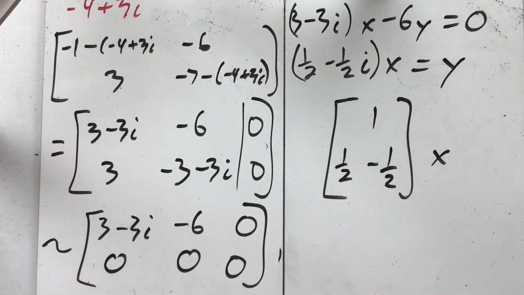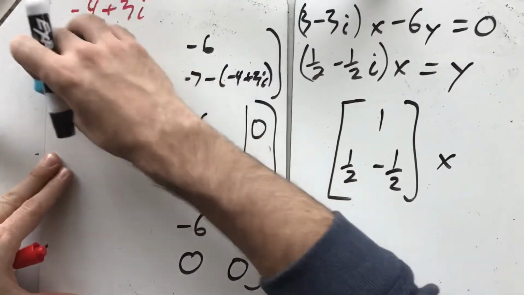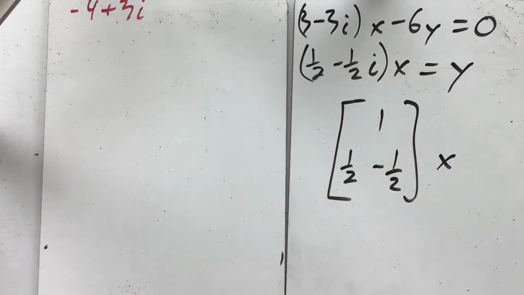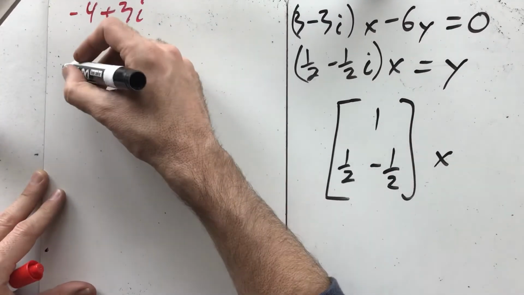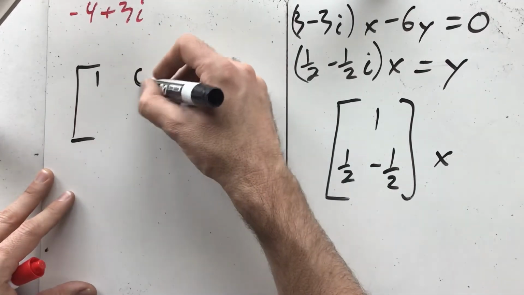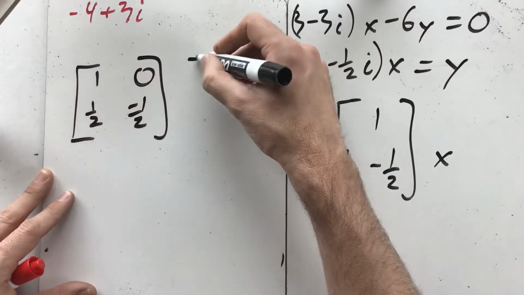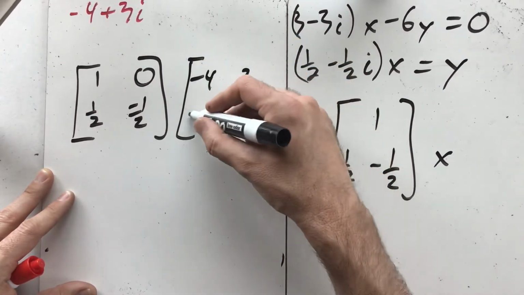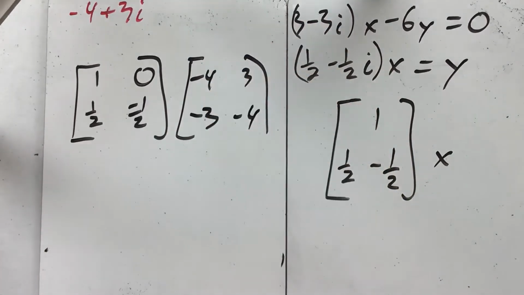And now I'm set up to write down my answer in terms of a P, C, and P inverse, and talk about what it means. And so what I've got is my P matrix is 1, 0, 1/2, and -1/2. My C matrix is -4, 3, -3, -4. So I had to put a, b and then -b, a.